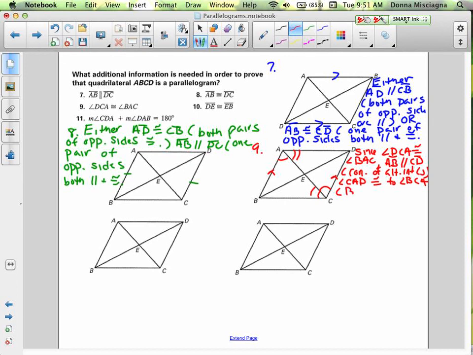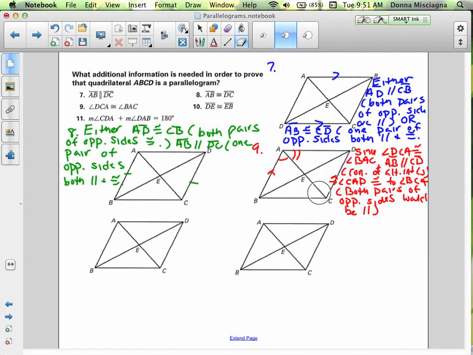Then we would have both pairs of opposite sides parallel. All right, so the thing that's needed is that right there. We need the other set of alternate interior angles to be congruent so that we can show that both pairs of opposite sides would be parallel. All right?